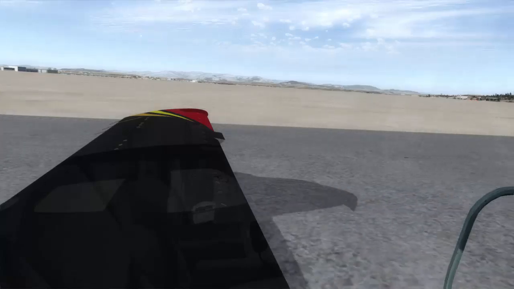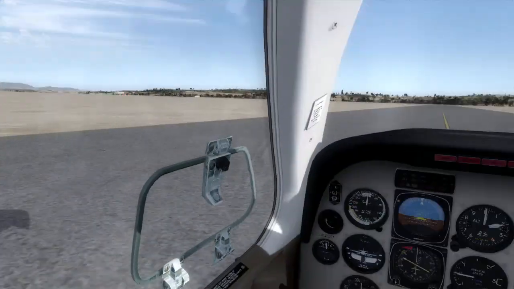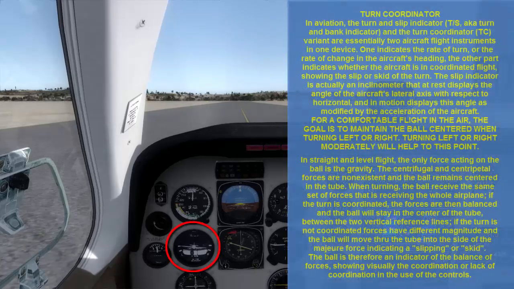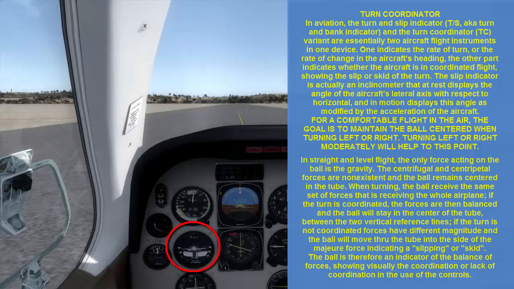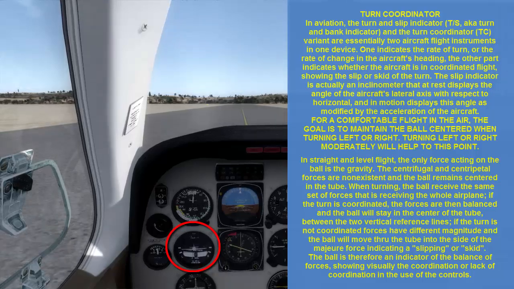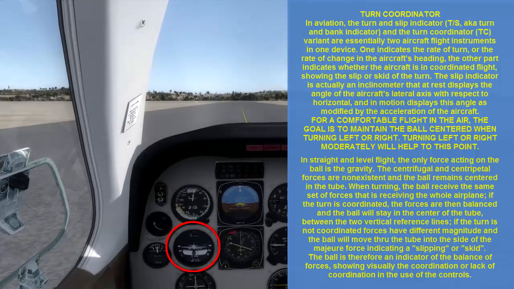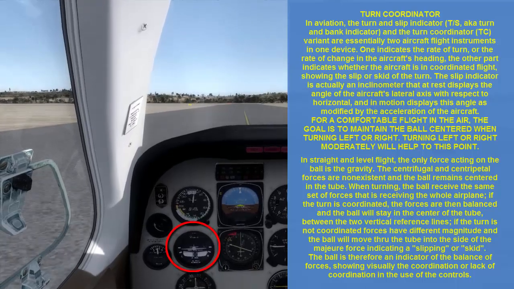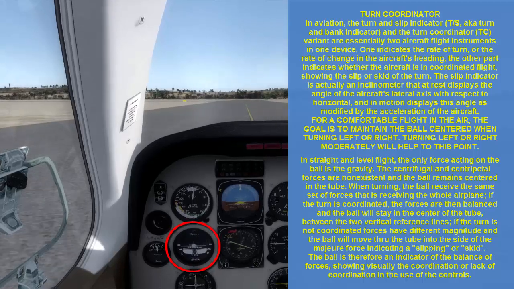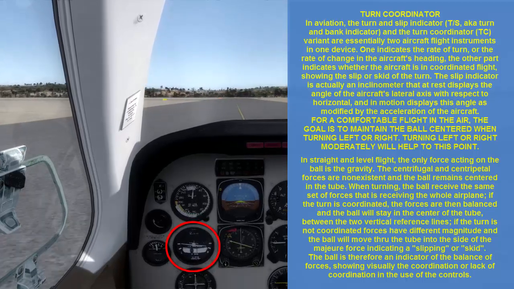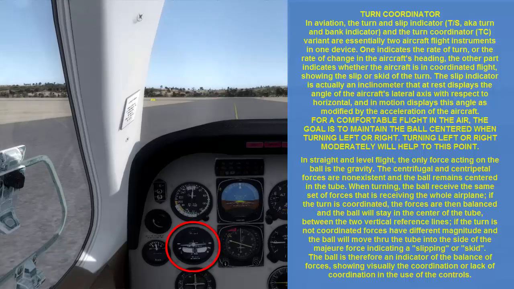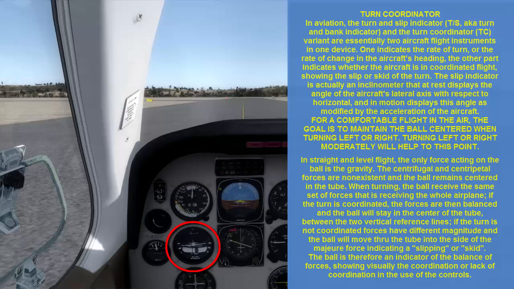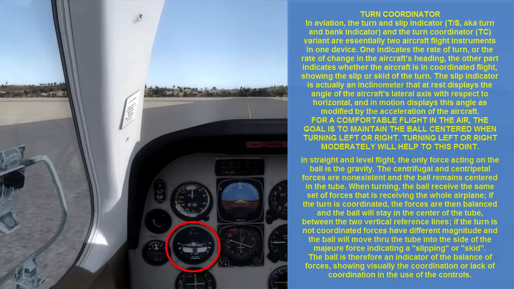So we need to do a smooth flight. I will repeat that, a smooth flight, because it will be a safe flight. Our idea is always to maintain the ball centered. The turn coordinator is very important, and it is also the slip indicator. For a comfortable flight, the goal is to keep the ball centered when turning left or right. Turning left or right moderately will help. So please don't try to imitate Top Gun when flying the Bonanza. We are not Tom Cruise in the movie.